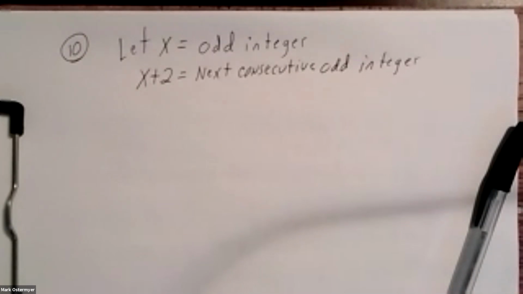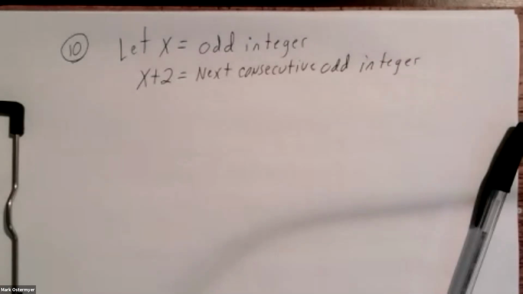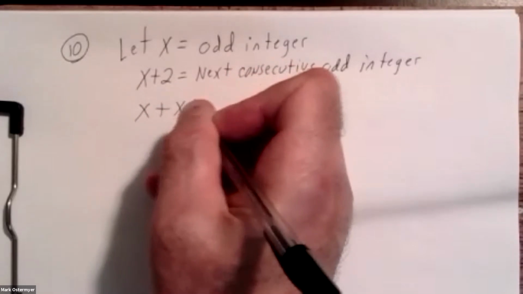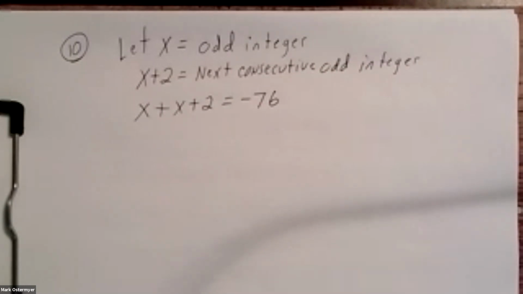What does it say we're going to do with these two consecutive odd integers? We're going to be adding them together, and their sum better be equal to what? Negative 76. So we're going to add these two consecutive odd integers together, and the sum, we are told, must be negative 76. There is your equation now, ladies and gentlemen. We have to solve for x. So how do we solve this equation for x?